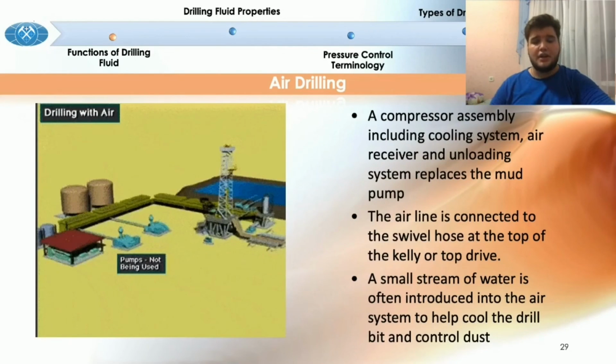Air drilling. In air drilling, a compressor assembly including a cooling system, air receiver, and unloading system replaces the mud pump. The air line is connected to the swivel hose at the top of the kelly or the top drive. A small stream of water is often introduced into the air system to help cool the drill bit and control dust.